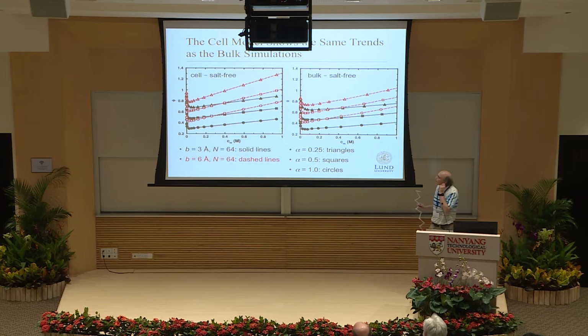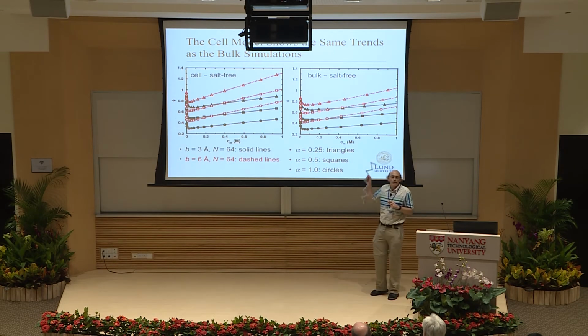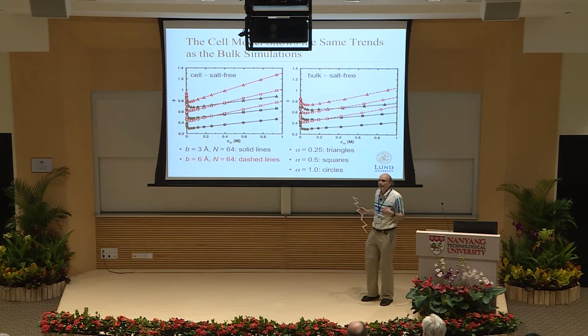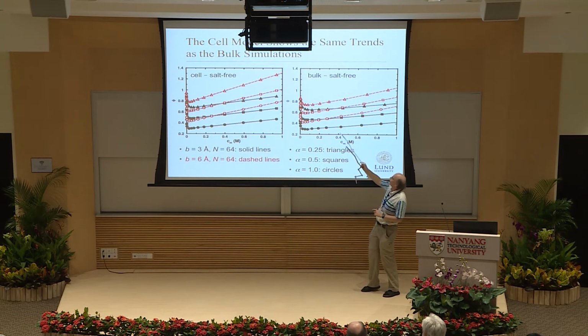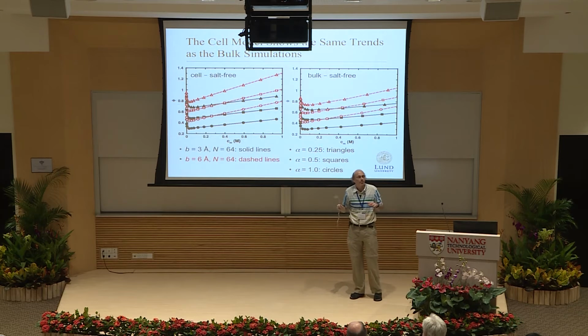So, the first thing we see is that we have the same trends in the cell model and in the bulk simulations, which is nice because then we can use the cell model ideas to describe the effects. There are some artifacts. We see that the osmotic coefficient is slightly higher in the cell than in the bulk, and that's because of the confinement in the spherical cell.